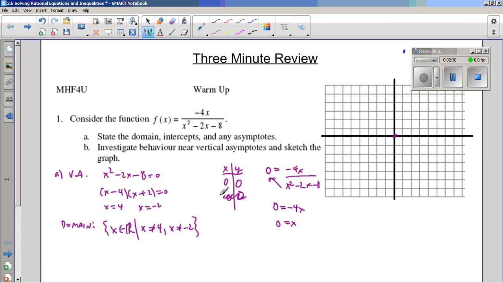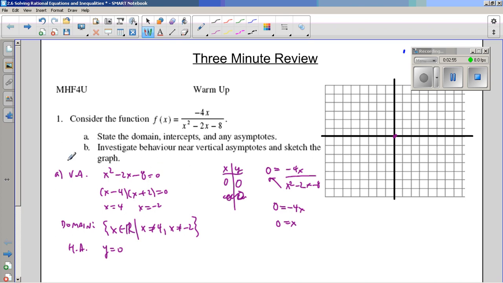Any asymptotes? Okay, so we've got the vertical asymptotes. What about the horizontal asymptotes? Well, in an investigation earlier on, we compared the top and the bottom, and the bottom is bigger degree than the top, so we know the horizontal asymptote is y equals 0, and we are done.